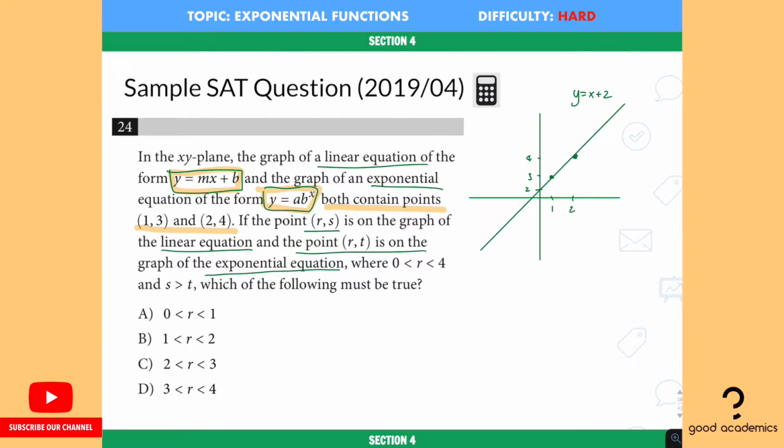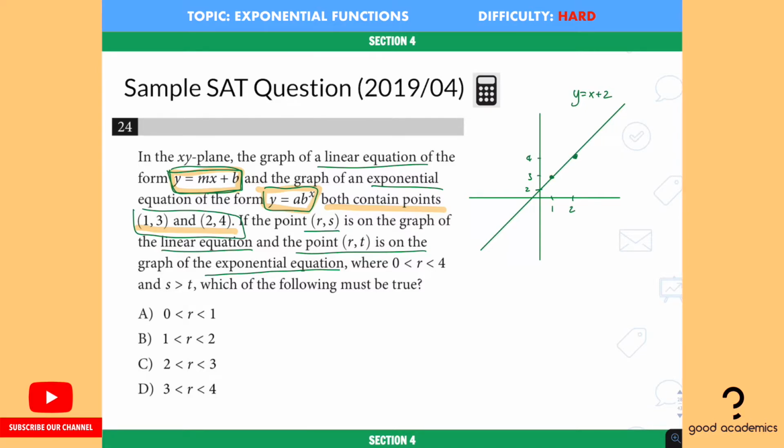Now, an alternative method is that you substitute these two points into the equation, into the x and y values, and you can find the slope and you can find the b. You can do that, but that's going to be very time consuming. This is the reason why you really want to draw a graph, so that it can save you a lot of time.